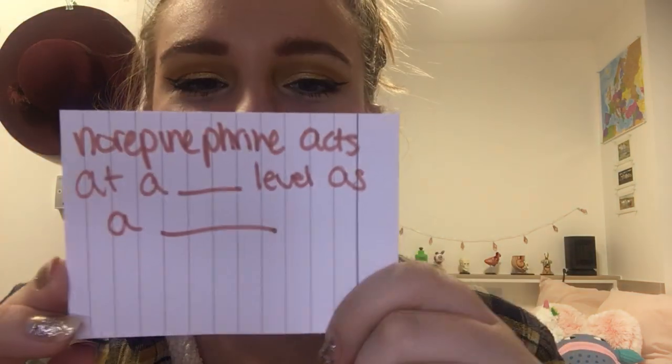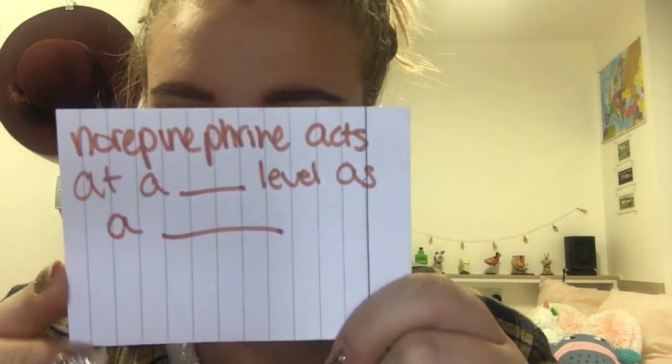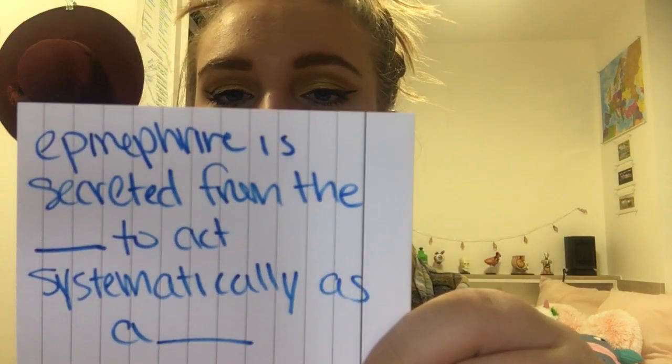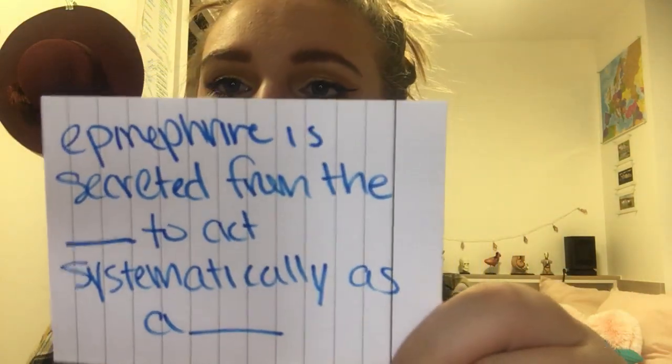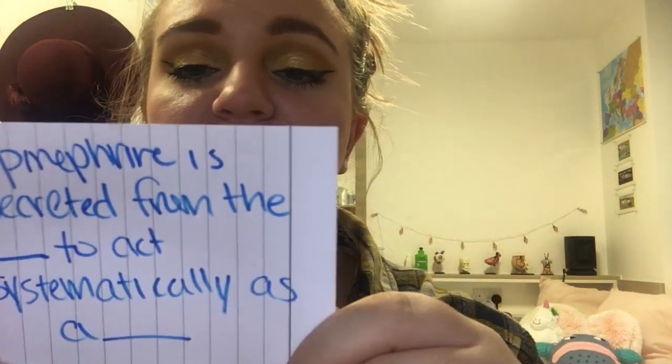Norepinephrine acts at a blank level as a blank. I kind of bungled that. It acts at a local level as a neurotransmitter. Epinephrine is secreted from the blank to act systemically as a blank. It's secreted from the adrenal medulla to act systemically as a hormone.